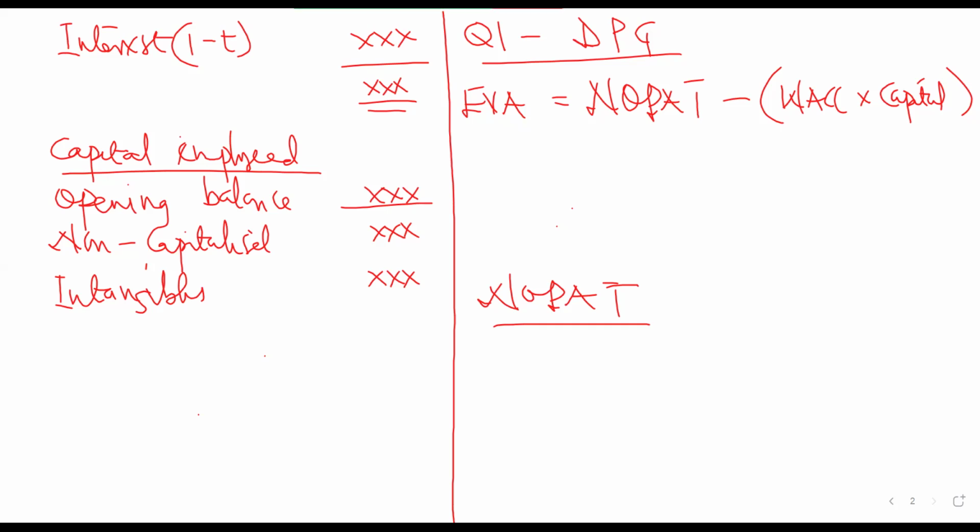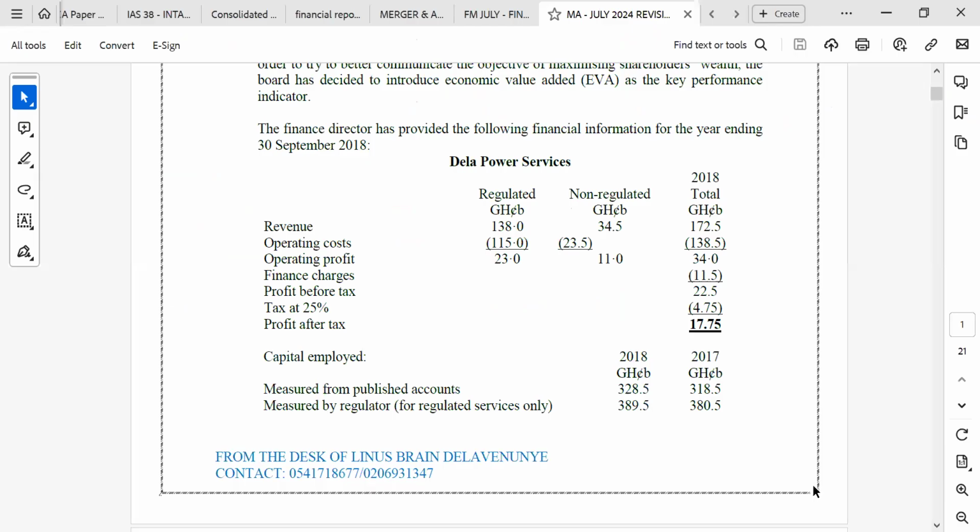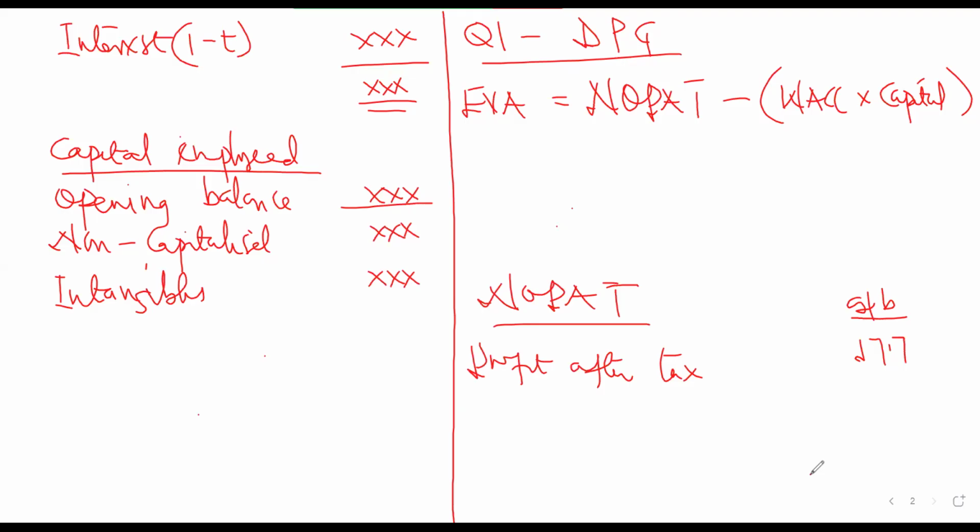So let's start with the profit after tax. These figures are in billion. So let's pick the profit after tax, which will be the total. What is the total profit after tax 2018? It's a loss of 17.75. So we have 17.75. Let's now come and adjust the items.